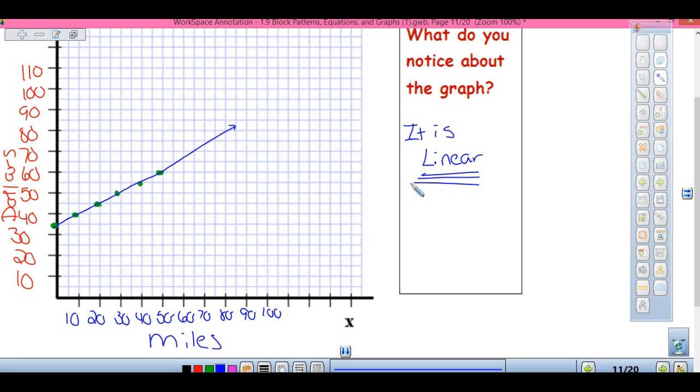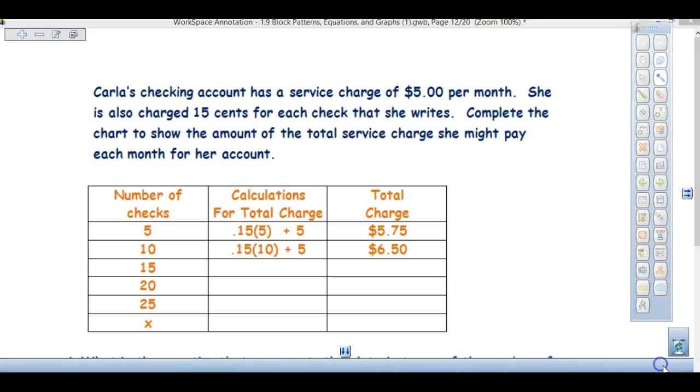Okay, it is linear. And tomorrow we're going to talk about a whole bunch of different types of graphs, and you're actually going to go out and find different graphs. Linear graphs, exponential graphs, cubic graphs, absolute value graphs. Okay, it's going to be fun. I actually like it. But in this case it's linear, it makes a line.